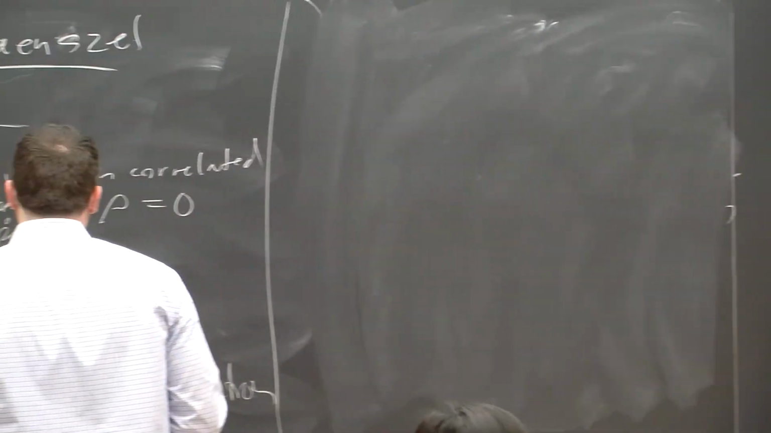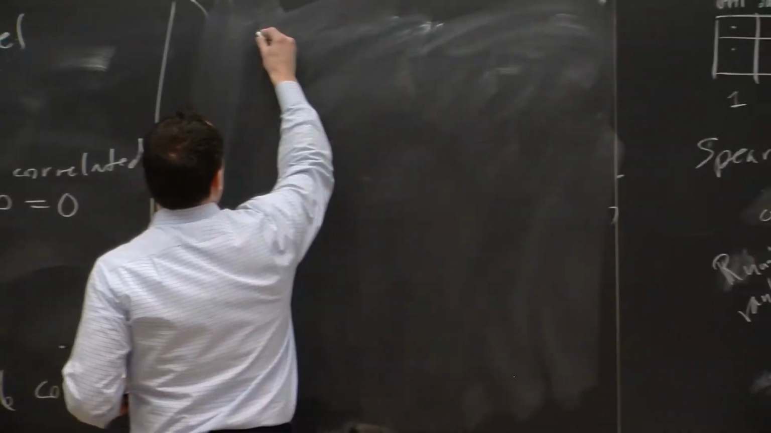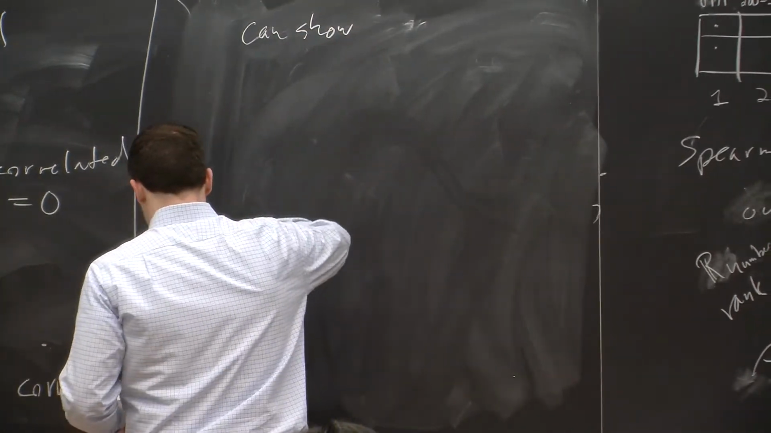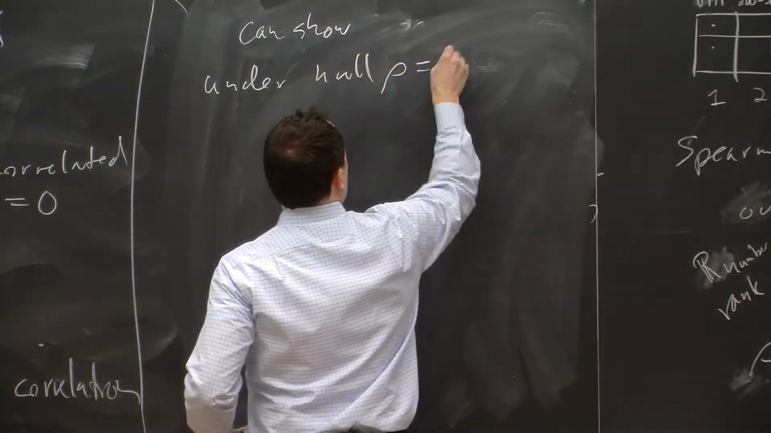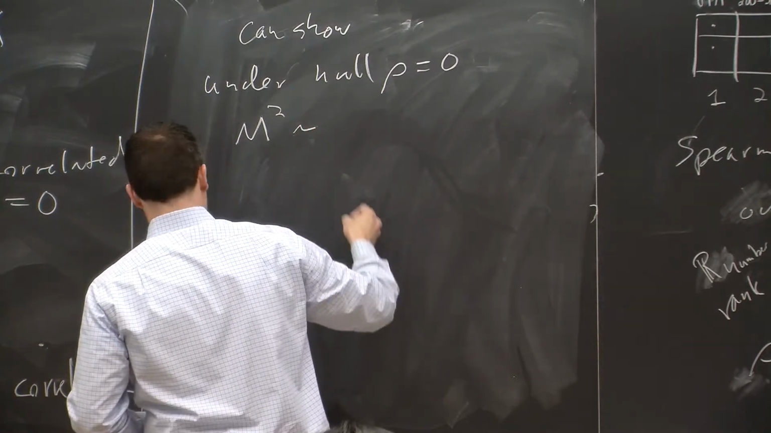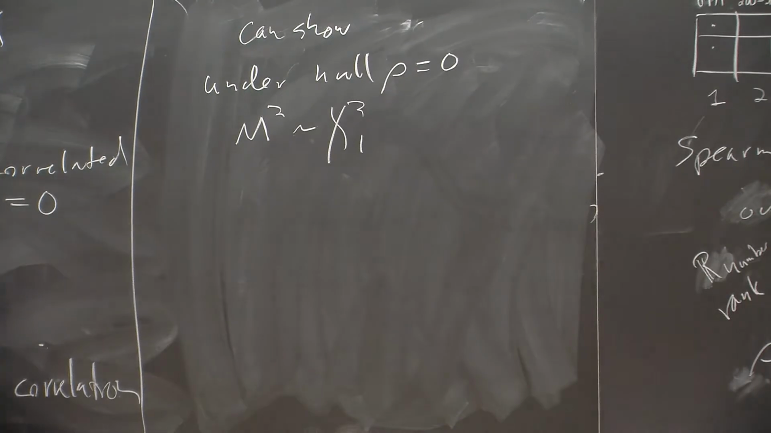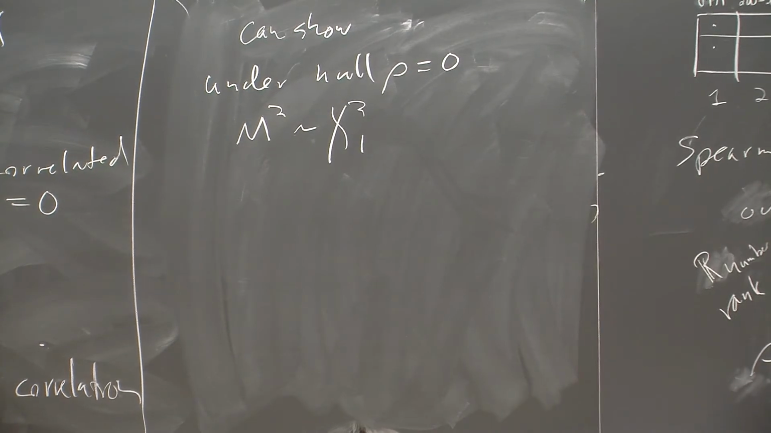Okay, and then one can show that under the null of rho equals 0, M squared is approximately chi-squared with 1 degree of freedom. So it'll increase as we increase the size of the sample, or we increase the effect, our significance will increase.